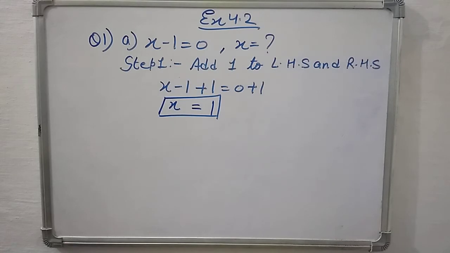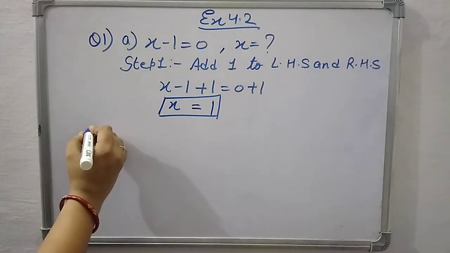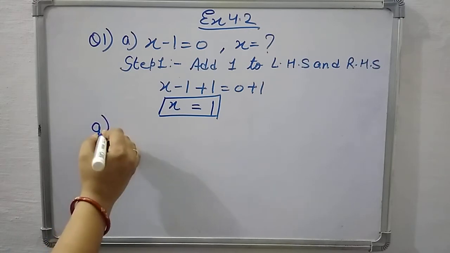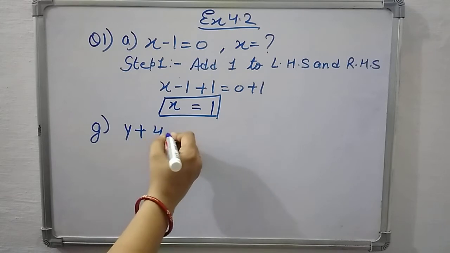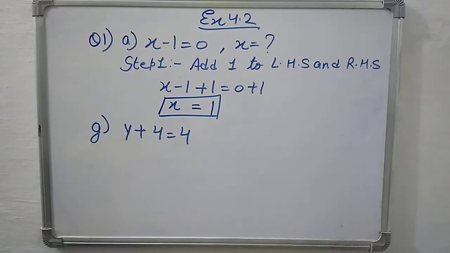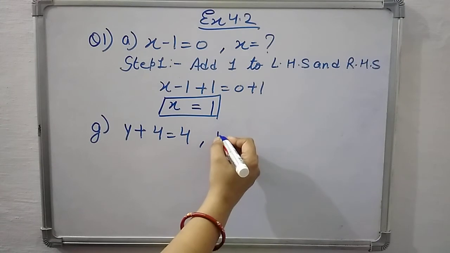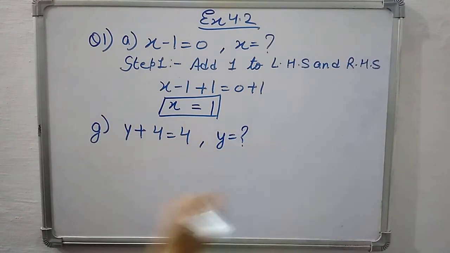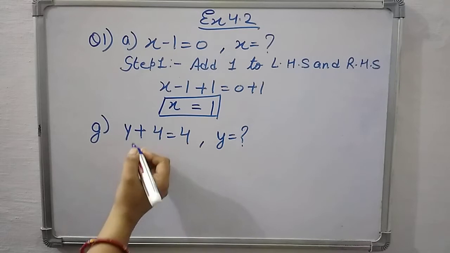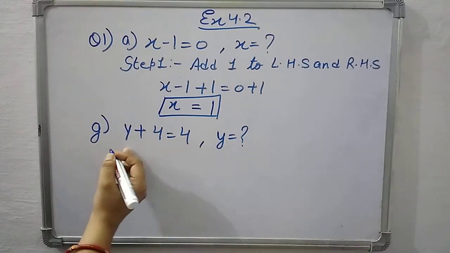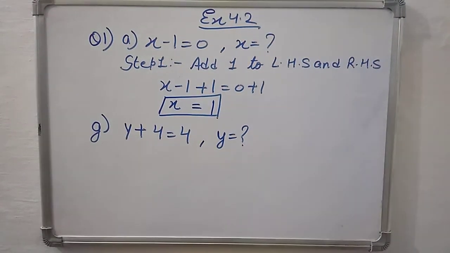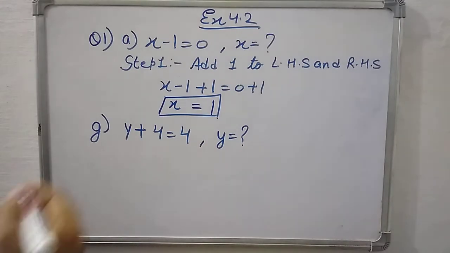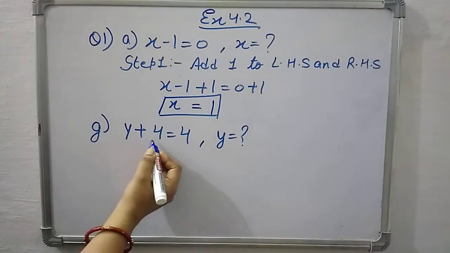Let us understand it with one more question. I will be taking the G part of question number 1, which is y plus 4 equal to 4. Again, we need to find solution, or you can say value of y. In order to find value of y, we need to separate our variable y from this plus 4.